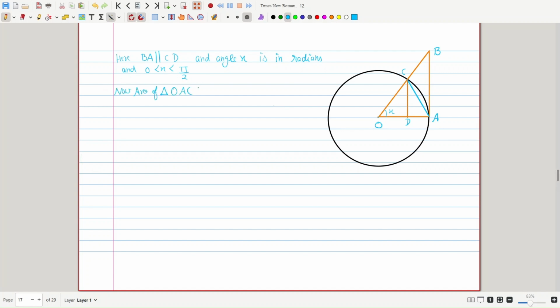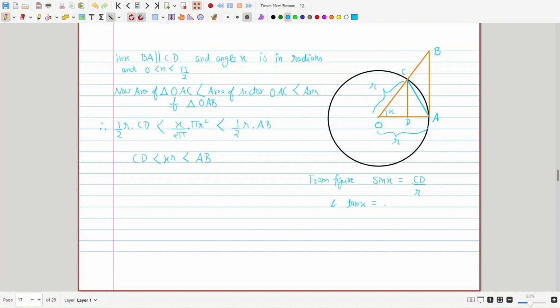Now the area of triangle OAC is less than the area of sector OAC. As you can see in the image, the sector is greater than that small triangle OAC. Let's call this radius R, and the sector is less than the area of the biggest triangle OAB. We use this condition and simply substitute the formula of half into base into height, and the area of the sector as x by 2 pi, the complete angle 2 pi, multiplied by pi r square. So this gives us CD less than xR less than AB.